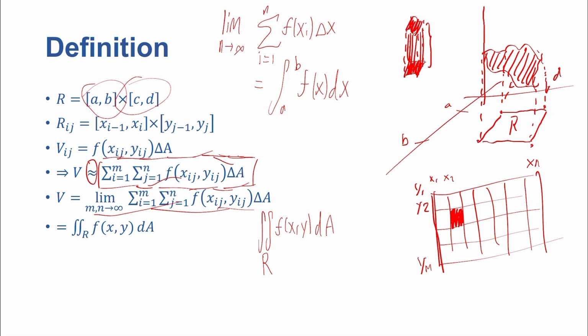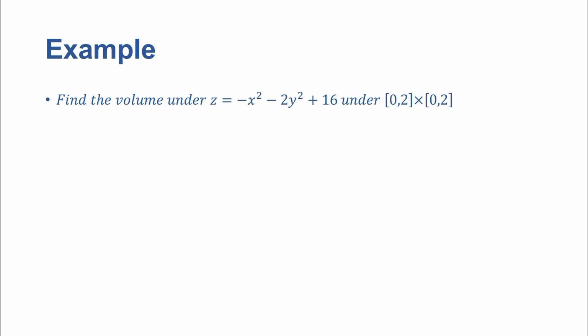So let's try an example with the double Riemann sum. Let's approximate the volume under z equals negative x squared minus 2y squared plus 16 under the Cartesian product of [0, 2] times [0, 2]. So what we have here is a region in space, going between 0 and 2, and then 0 and 2. That's our region, and we want to find the volume under the surface negative x squared minus 2y squared plus 16 over that region.